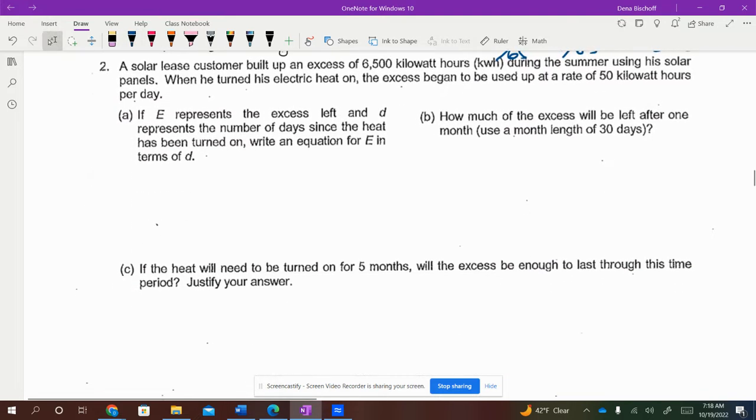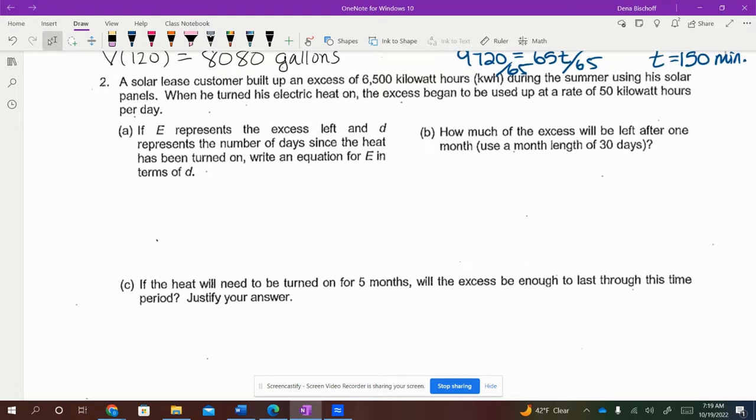All right, example number 2. A solar lease customer built up an excess of 6,500 kilowatt hours during the summer months. So this is the beginning amount, B equals 6,500, during the summer using his solar panels. But when he turned his electric heat on, the excess began to get used up. So because I'm using it, my slope is going to be negative. I'm not adding to the beginning amount.